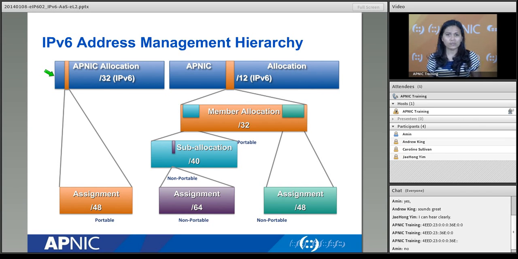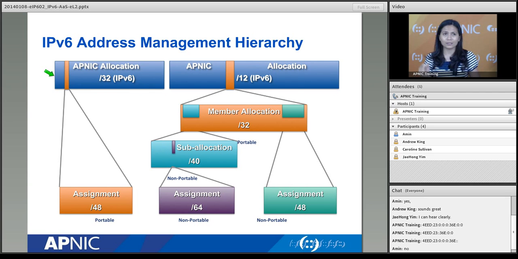Allocation is when you get a resource, whether it's v4, v6, or AS number. When you get that resource, you are going to use it to further subdelegate to your customers. So if you're an ISP and you are requesting from APNIC for subsequent delegation to your customers, then that is considered an allocation. You will get a /32 maximum IPv6 allocation by default.